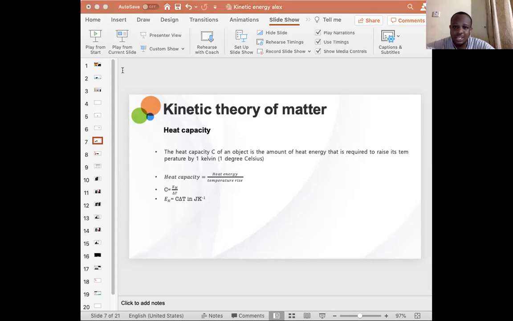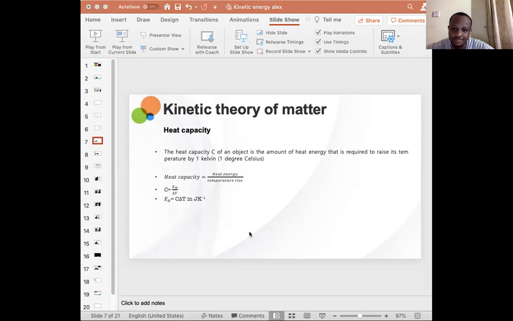Okay, so heat capacity. The formula for heat capacity is heat energy over temperature rise. All right. So heat capacity is heat energy over temperature rise, and that is denoted by the big C.